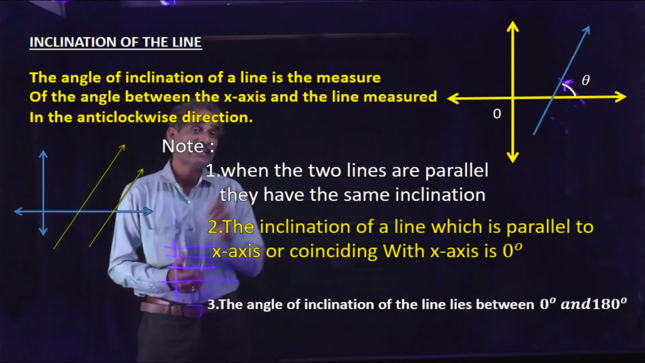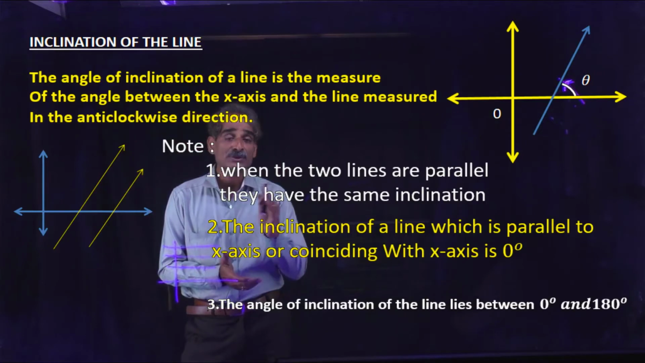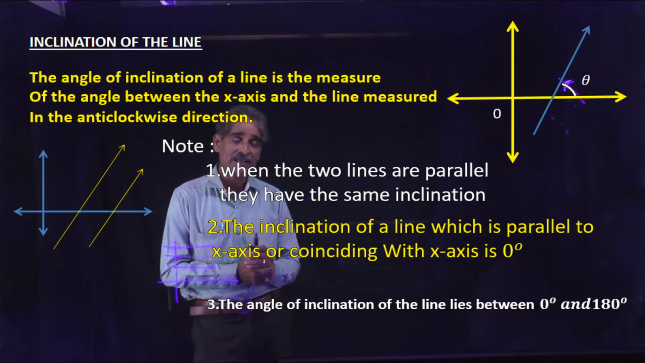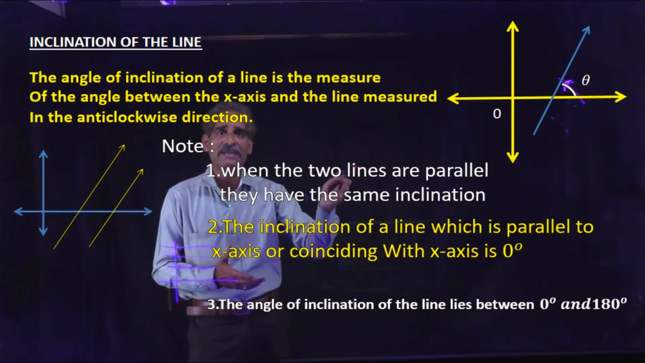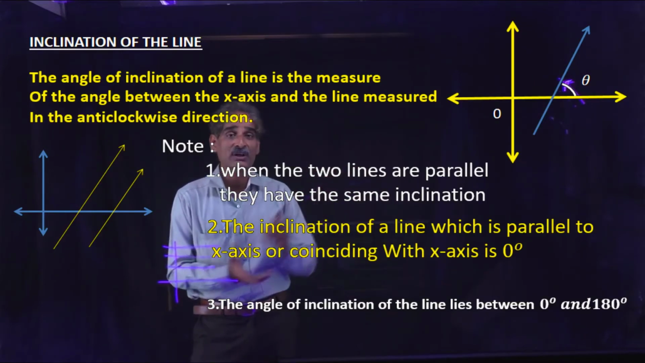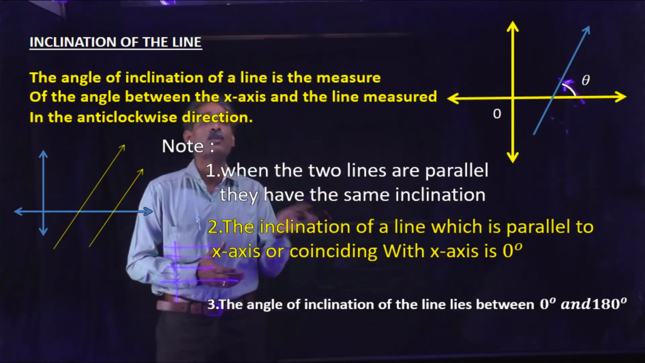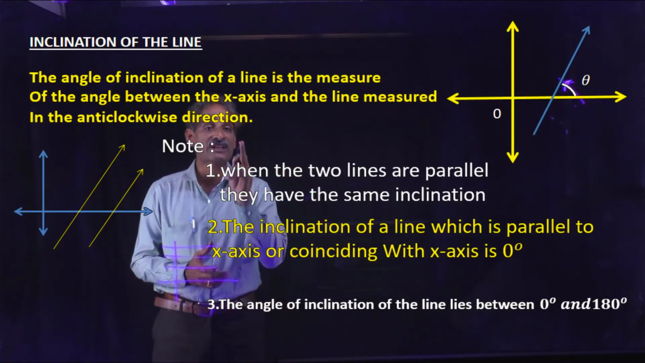Here, what is the range of the inclination? If you take any line, 0 to 180 degrees, the inclination of a line lies between 0 to 180. So you can't find out the angle greater than 180 degrees for a line. Here the direction is not important. This angle made by the line with the positive direction of x-axis measured in anti-clockwise direction is called inclination.